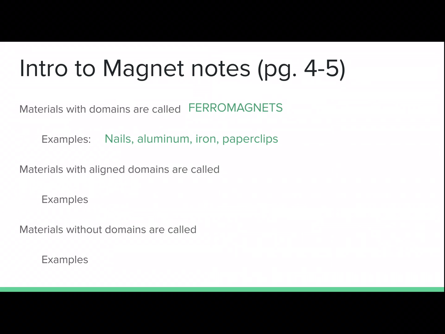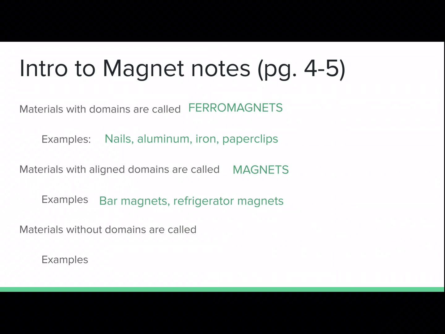Materials with aligned domains are called magnets. So these things are like your typical magnets that are on your refrigerator, the bar magnets that you'll see in class. So these are what you would normally call magnets. Their aligned domains make them magnets.